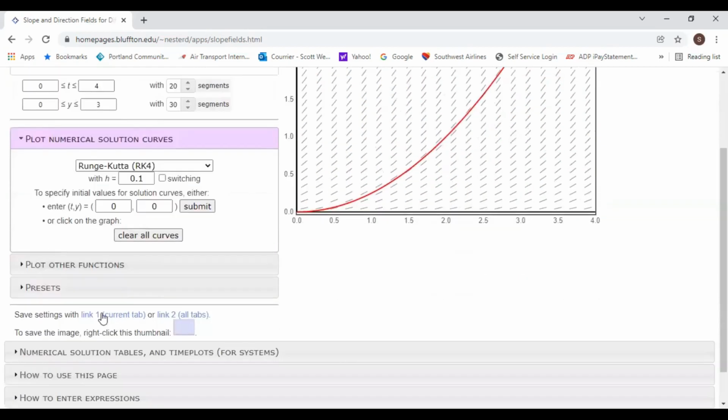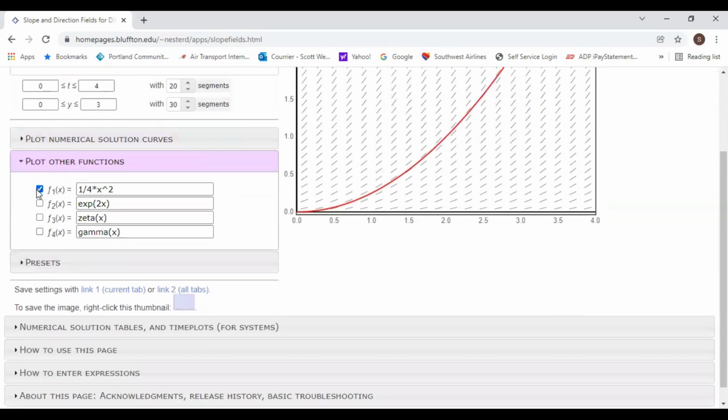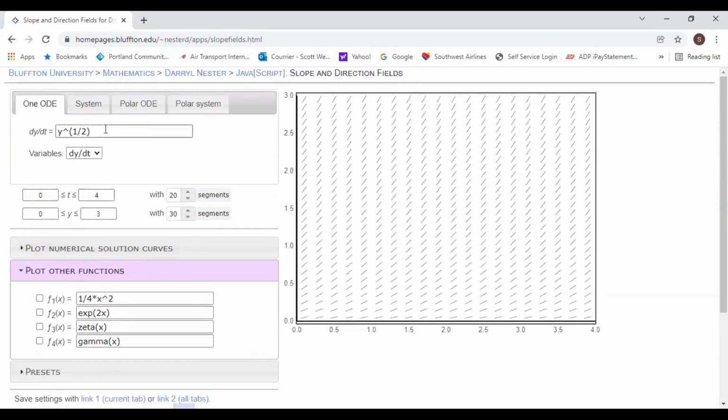So we'll clear all of our curves. Also, we'll get rid of this other function here. And we will put in the other differential equation, which was 1 divided by, and now what did we have? We had t plus 1, and then y minus 1.